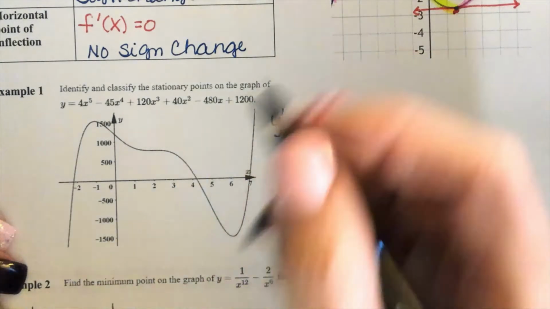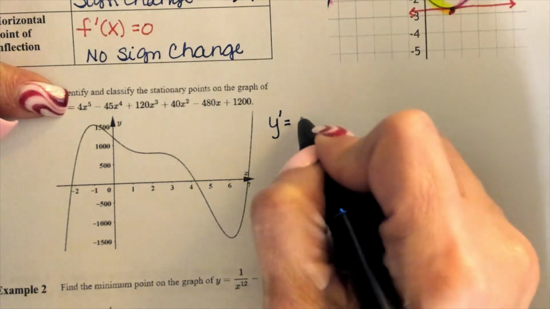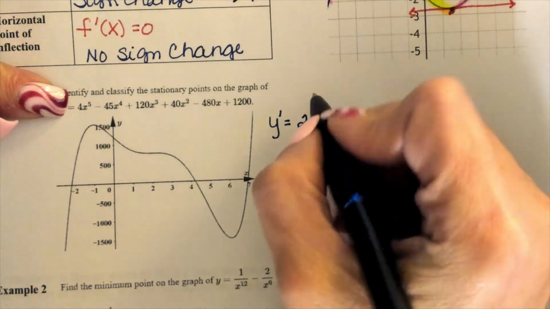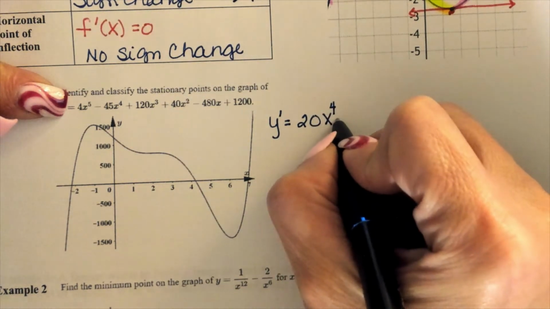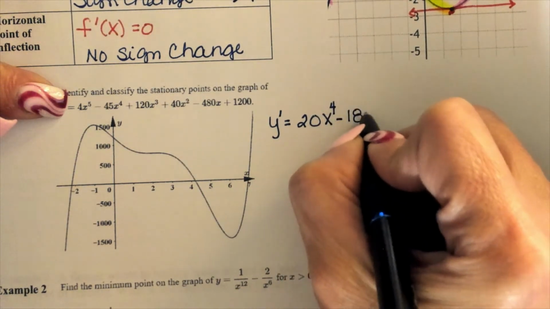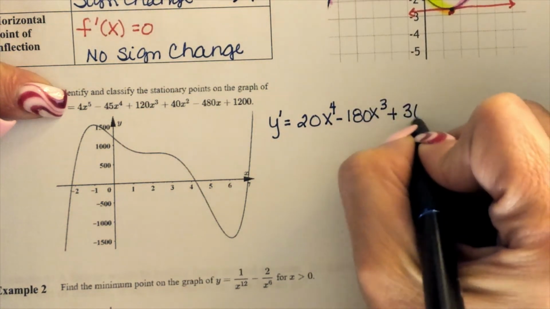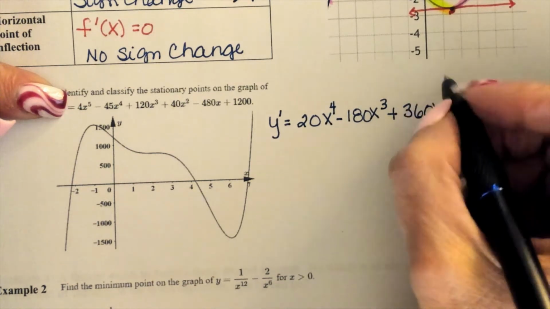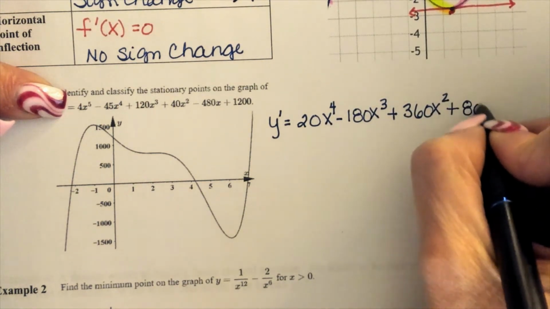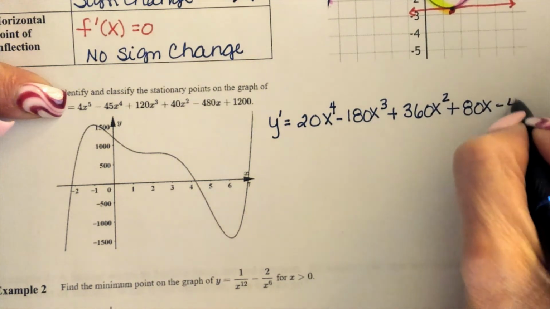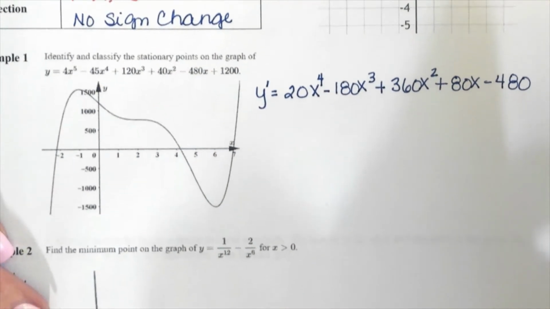All right, here we go. I'm going to have to look up here. 5 times 4, I can't even see it, it's so small. 20x to the 4th, and then minus 180x to the 3rd plus 360x squared plus 80x minus 480. If you need help on the derivative, you can come to class and watch us do it there.